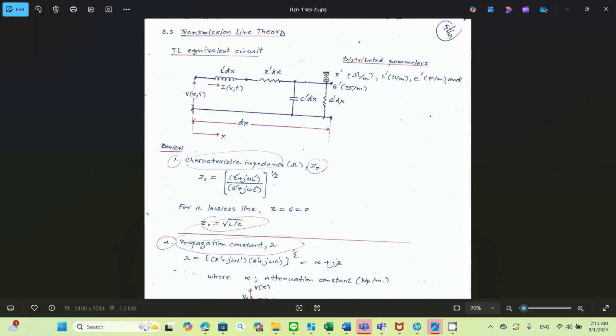So your L prime has the unit of Henry per meter. Your R prime is ohm per meter, and so on. At this point you have the voltage V(x,t), and at this one you have the voltage V(x plus dx). You have C prime, and you have G prime, that's the conductance in the unit of mho per meter.